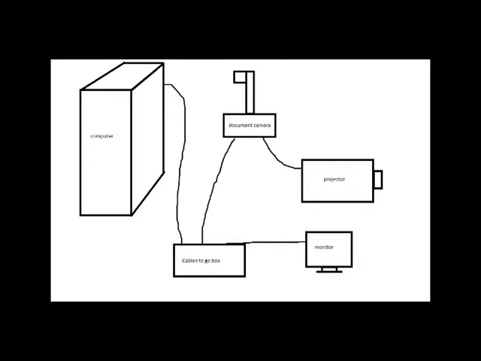This will display only the computer on the monitor, and the projector can either display the document camera or the computer. The way to switch between the document camera and the computer displaying on the projector is a button on the document camera labeled camera/PC.